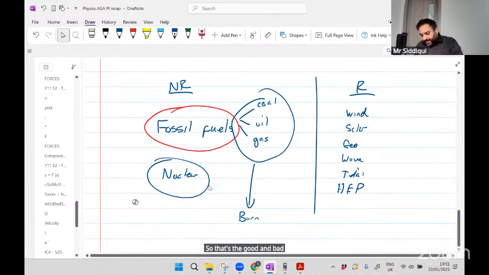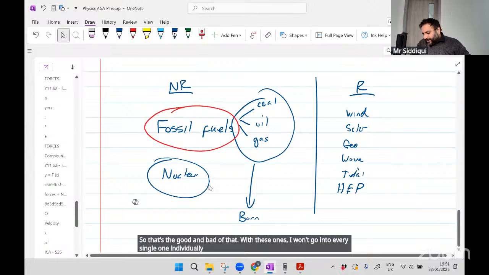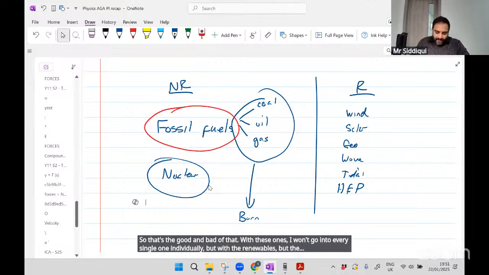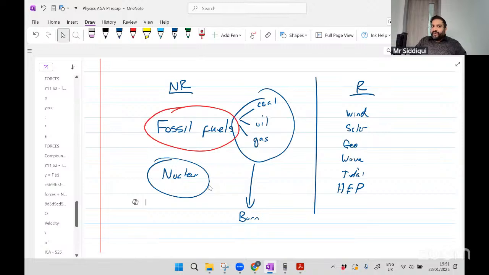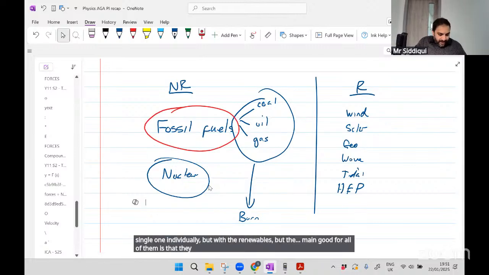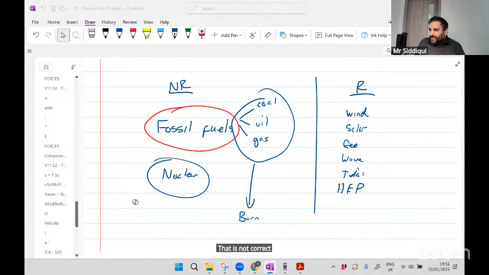With the renewables, I won't go into every single one individually, but the main good for all of them is that they don't release harmful gases, just like nuclear. So that's the big contrast with fossil fuels. There are no harmful gases released. Again, don't say that renewables don't harm the environment. That is not correct, because they do. It's a very vague thing to say, because you can harm the environment in different ways. It doesn't have to mean the gases. Be very specific. Yes, they don't release harmful gases like fossil fuels.